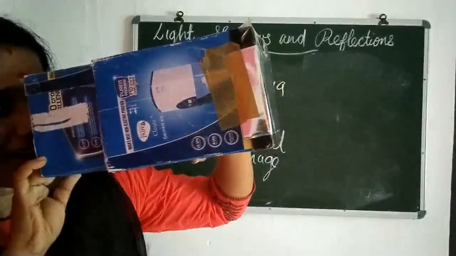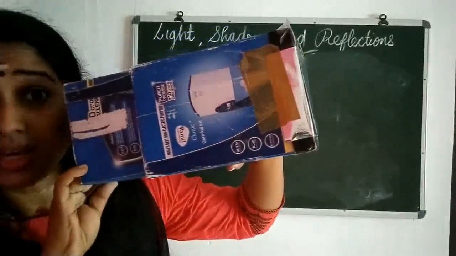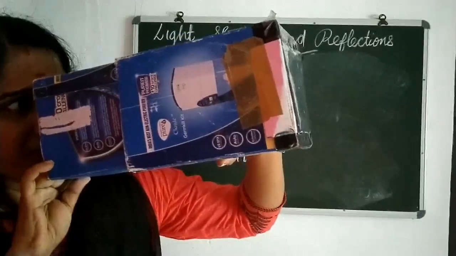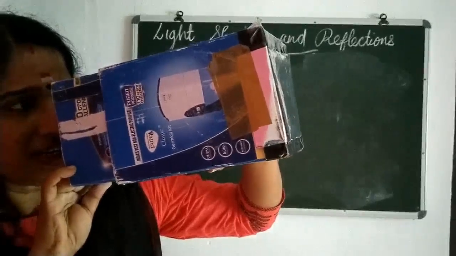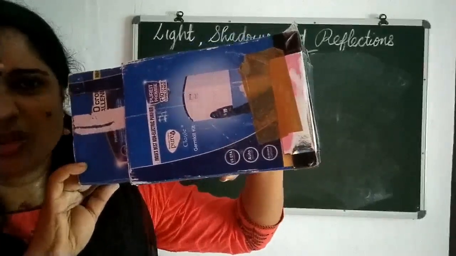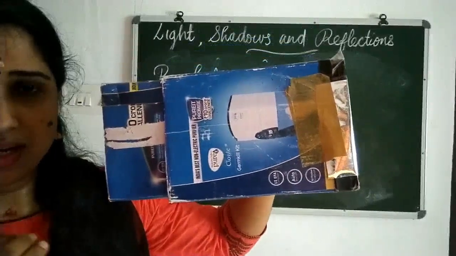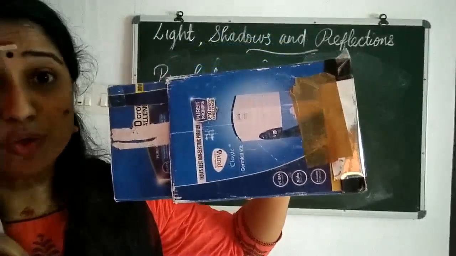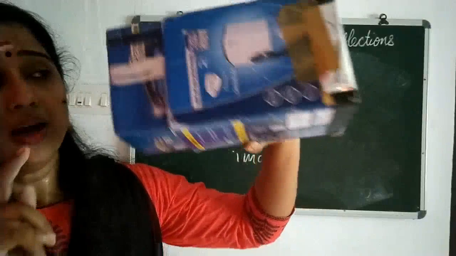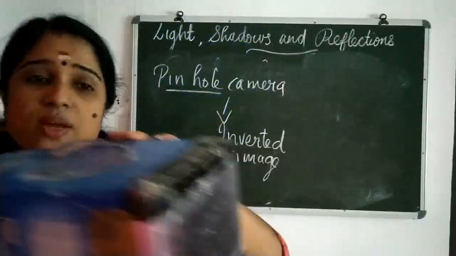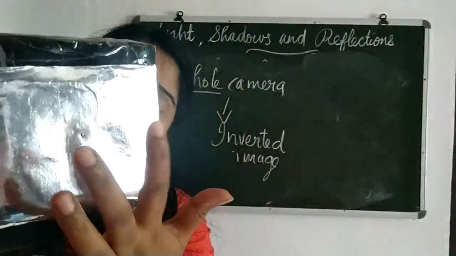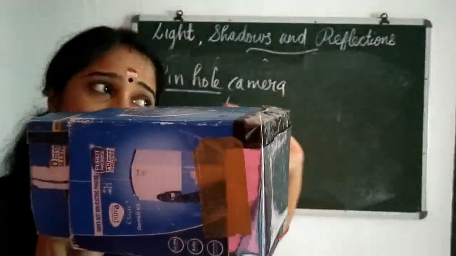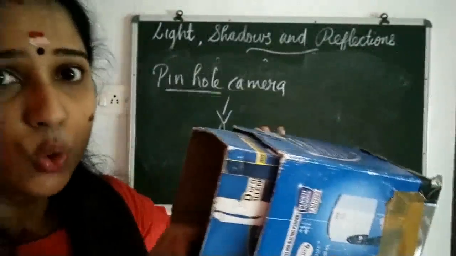See, I can adjust it. Yes, light is coming from this window side, so I can see the inverted image. I cannot show you this because no light is coming from this side. We are in need of a source of light. This hole should be pointed towards the light. That's very important. Where you have made the hole, that should be pointed towards the source of light.